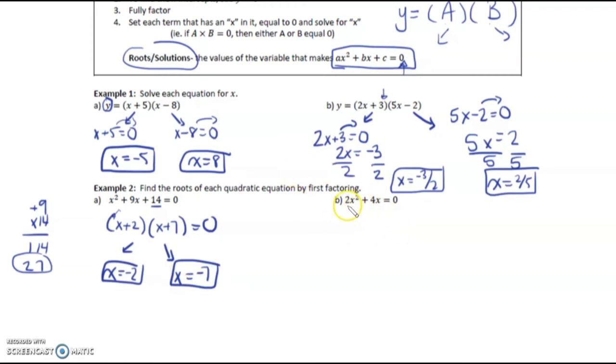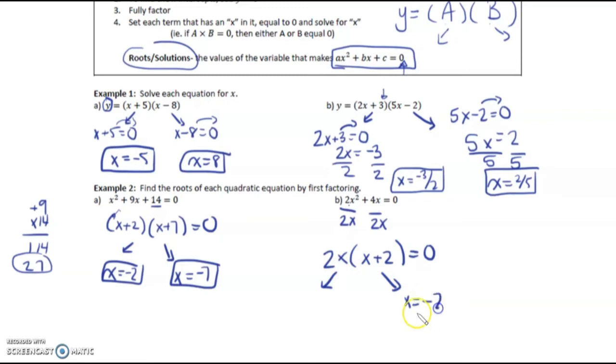Okay, and for b, b only has two terms. One's an x squared term and one's an x term. So we can actually common factor. And we can common factor 2x out of this. So we're left with x plus 2. Okay, so when we branch these off, I'll do the x plus 2 quick.